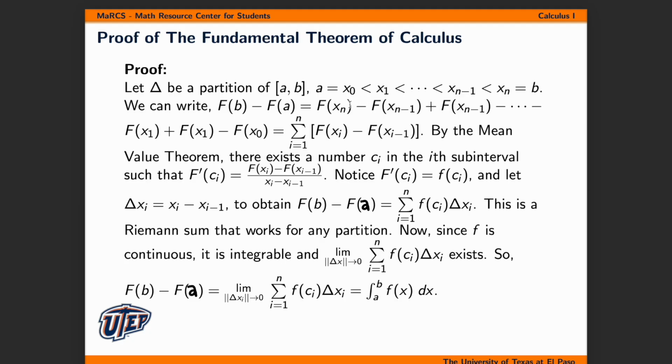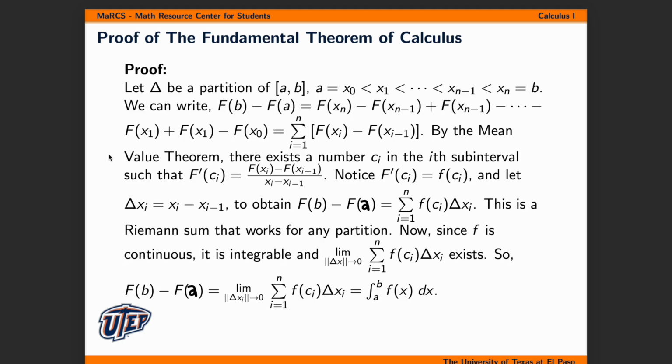So we are just taking our x n minus our x n minus 1, the last term minus the previous term, and so on up until we get our first term, the x naught. So F of x1 minus F of x naught. The shorthand form of that would just be taking the summation from i equal to 1 up until n of our antiderivative evaluated at x i minus our antiderivative evaluated at x i minus 1.